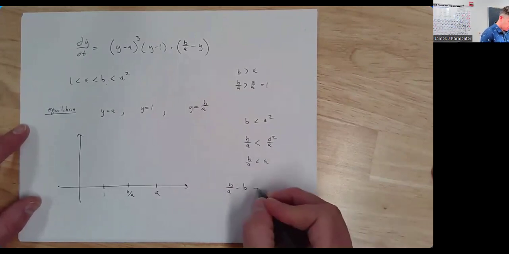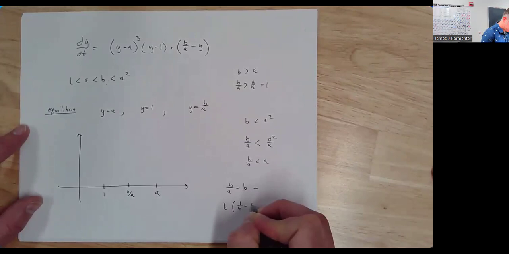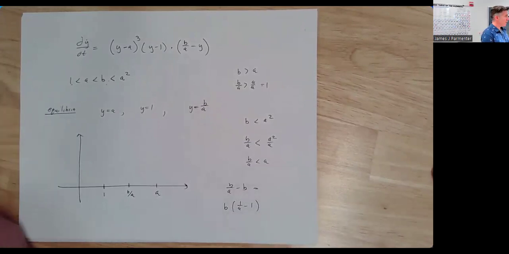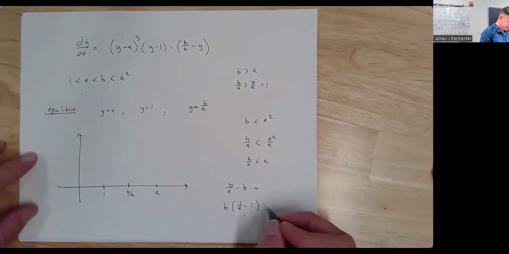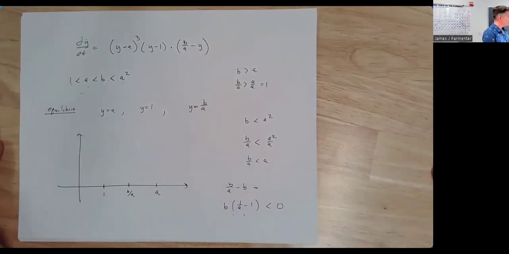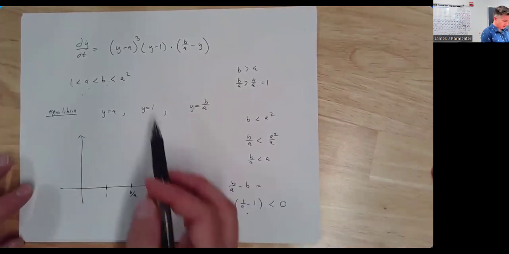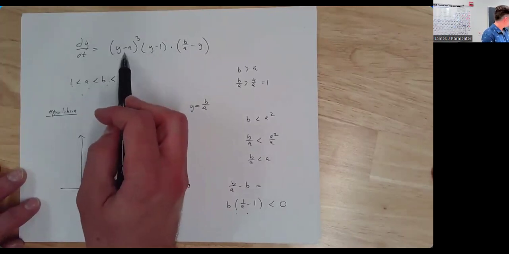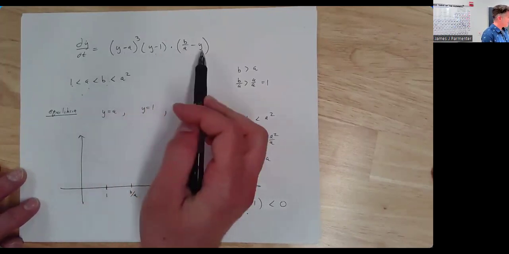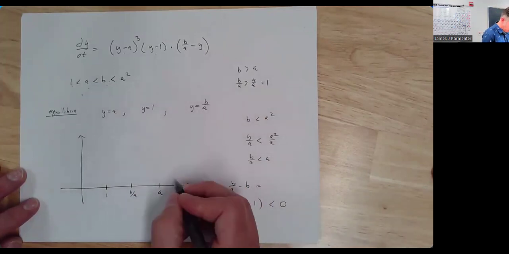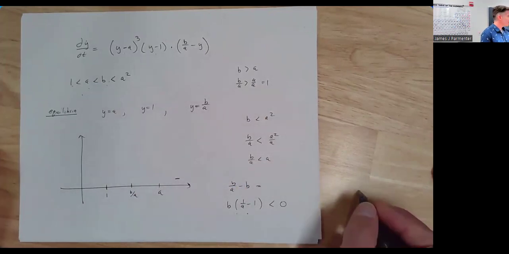Let's factor. a is bigger than 1, so 1 over a is smaller than 1. So 1 over a minus 1 is negative. So if we pick y equal to b, we have a positive thing here, a positive thing here, and a negative thing here. The overall sign is negative.